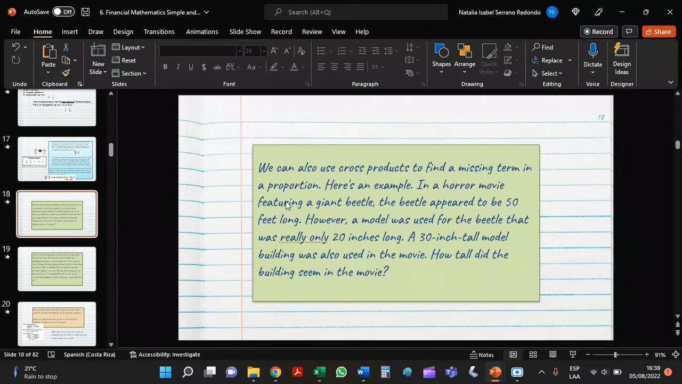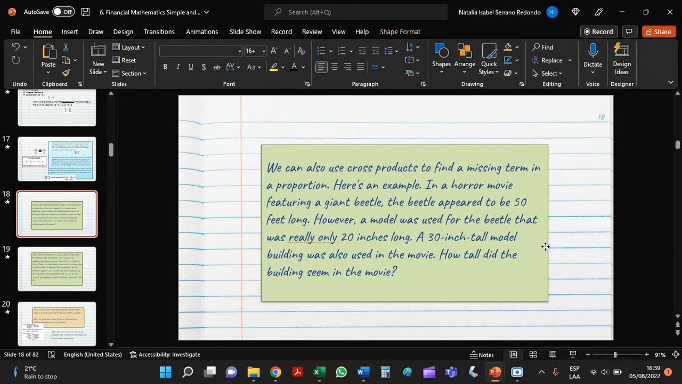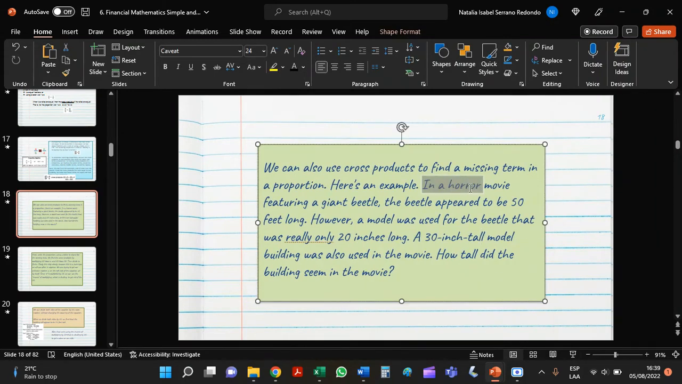Now, here is the beginning of the problem so that you can understand better. This is the example number one. In a horror movie featuring a giant beetle, the beetle appeared to be 50 feet long. However, a model was used for the beetle that was really only 20 inches long. A 30-inch tall model building was also used in the movie. How tall did the building seem in the movie?